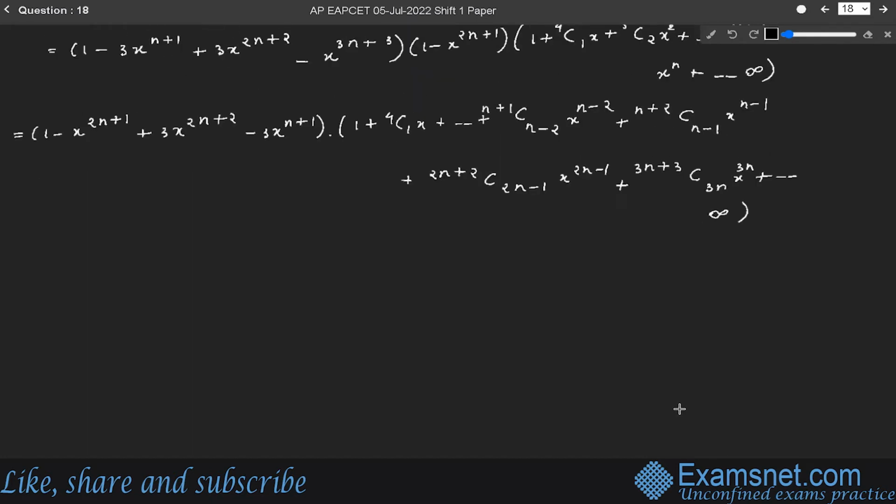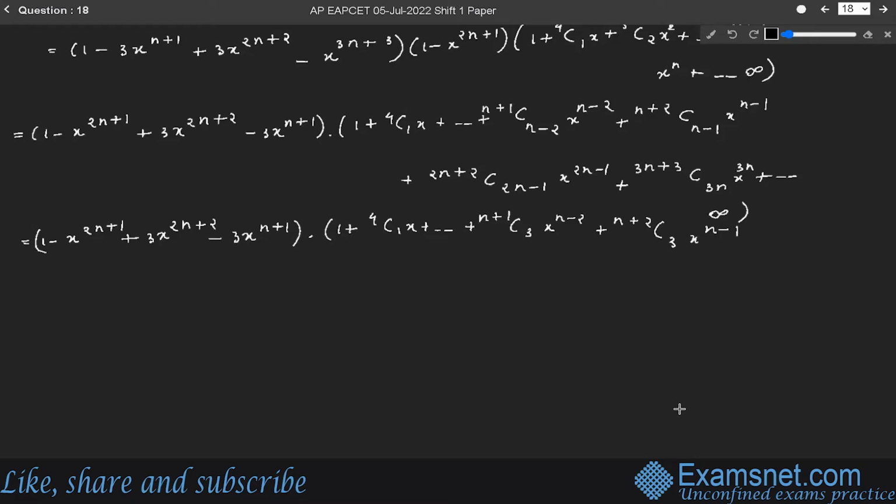Now, on further expanding this, it will be equal to 1 minus x^(2n+1) + 3x^(2n+2) - 3x^n + 1 into 1 + 4C1 x + so on up to (n+1)C3 x^(n-2) + (n+2)C3 x^(n-1) + (2n+2)C3 x^(2n-1) and + (3n+3)C3 x^(3n) + up to infinity.